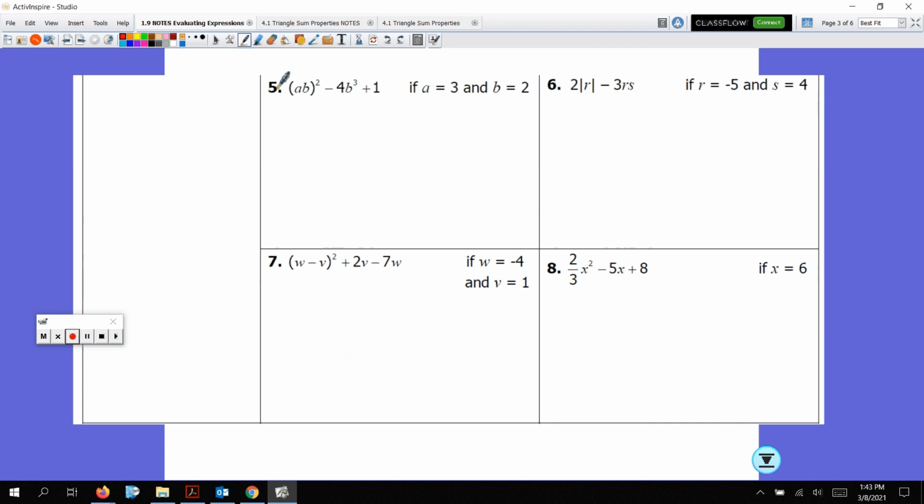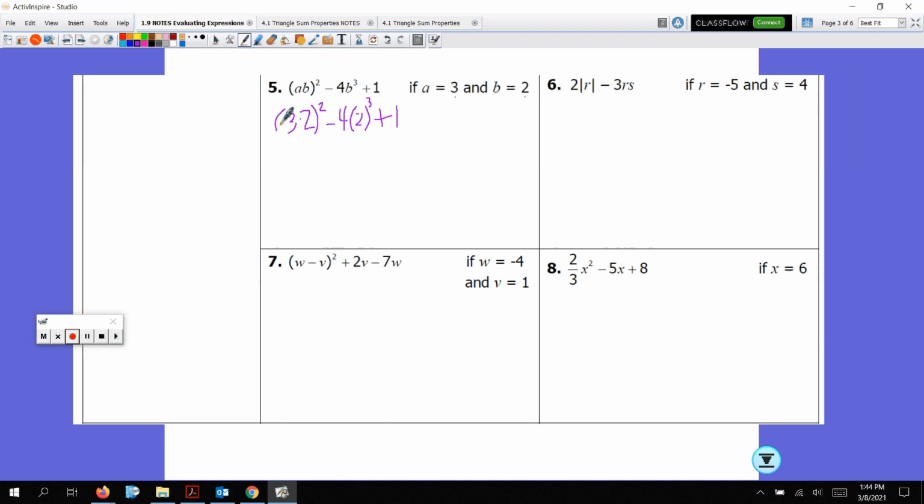All right, 5 is a times b, all of that raised to the second power, minus 4b cubed plus 1. Let's replace our a's and b's with the values. A equals 3 and b equals 2. So in the parentheses, I have 3 times 2, all of that squared minus 4 times 2 cubed, right? We're only cubing the 2, plus 1.